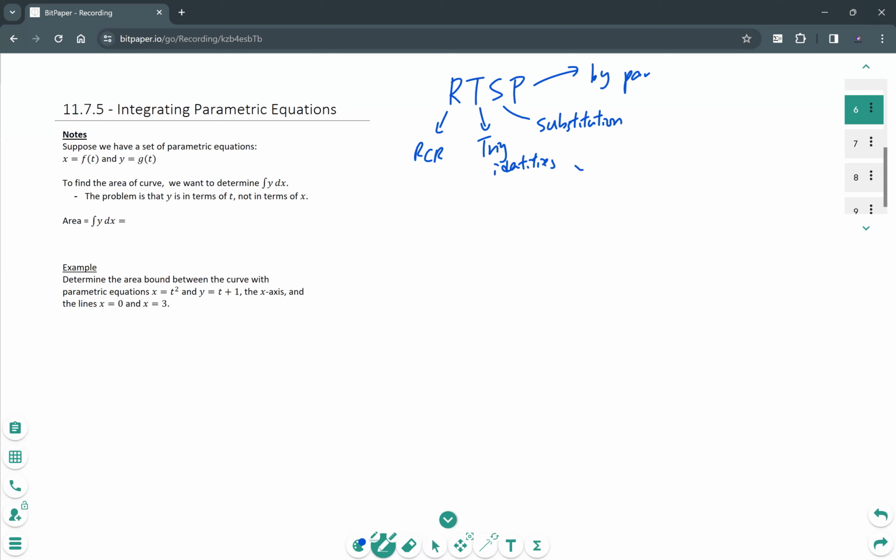So when do you use by parts? You use it when you have a product. Usually when two terms are of different categories in the isolate rule, then you use by parts. By parts is the formula. I'm not going to go through that.